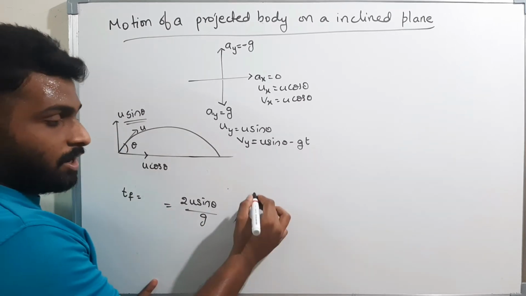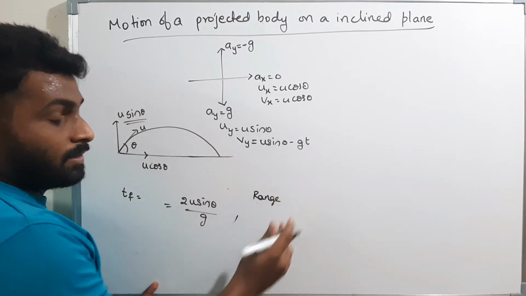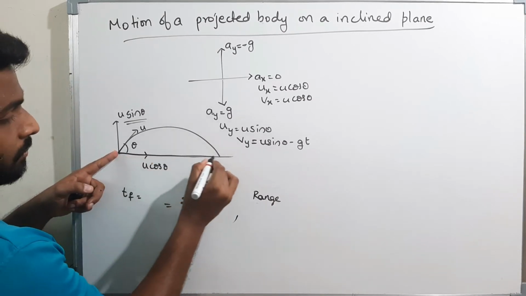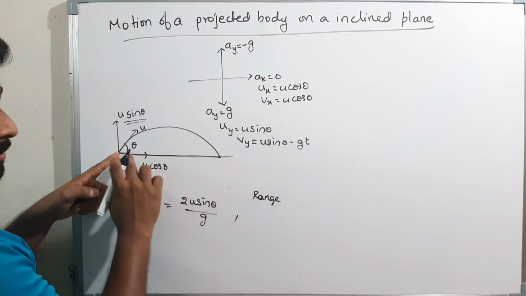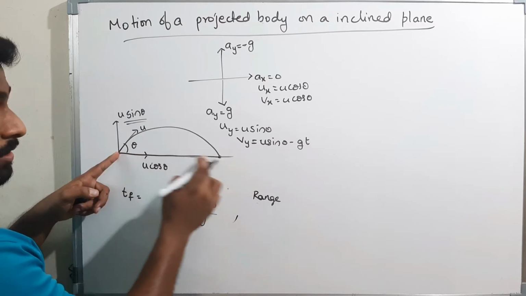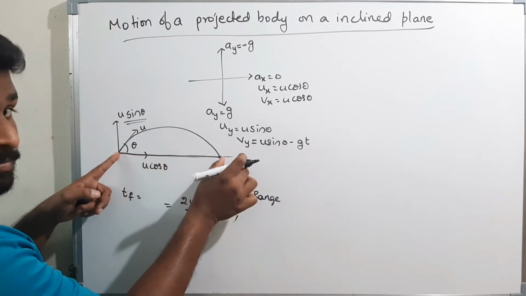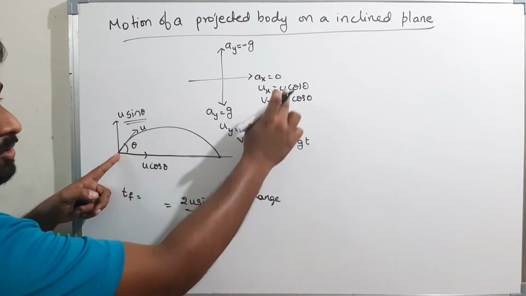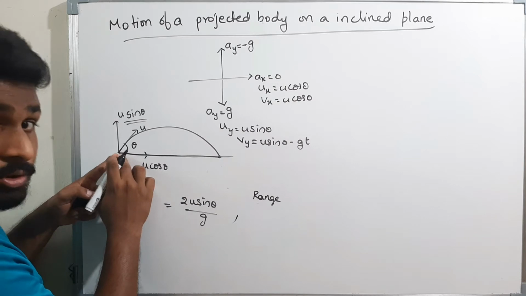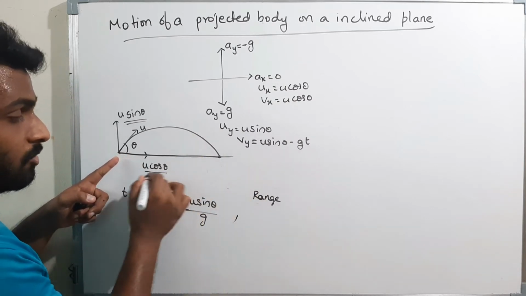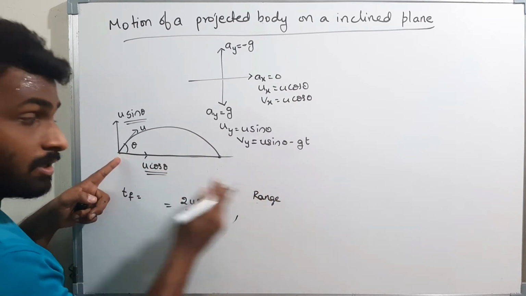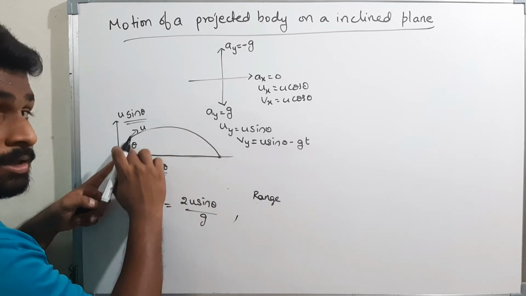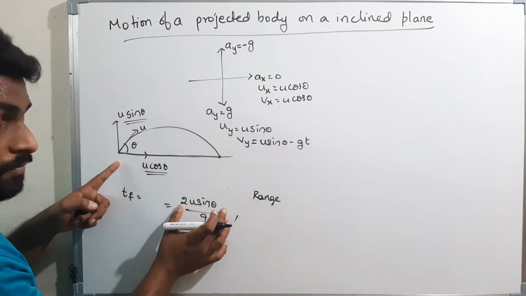Now, what is the range? The range is nothing but the distance from here to this point. From the starting point to the landing point of the ball, the horizontal distance is nothing but the range. Now, how will I get this range? In the horizontal direction there is no acceleration, which means the body is moving with a uniform velocity, that is u cos theta. Therefore, the range is the velocity times the time. For how much time is the body in the air? The body is in the air for this much time.